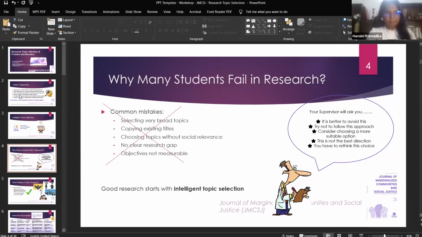So the fourth mistake is no clear research gap. There should be a research gap. We are going to discuss these things further, right? I'm just mentioning these here. So the fifth one is objectives not measurable, right? So don't be miserable. You have to consider each and every thing which negatively affects your research. So don't make these common mistakes, right? Get the maximum outcome from this session and just go ahead, right? So good research starts with intelligent topic selection.